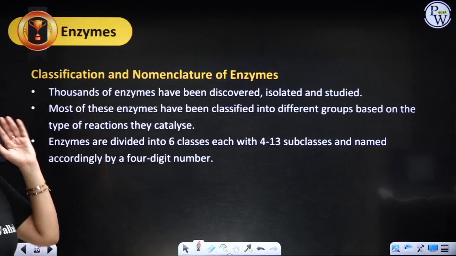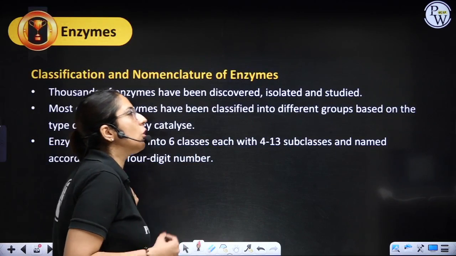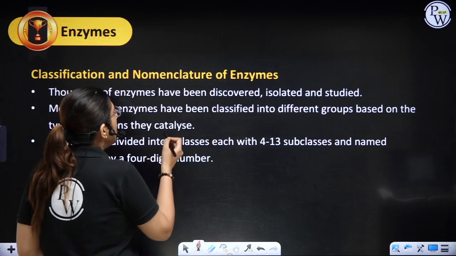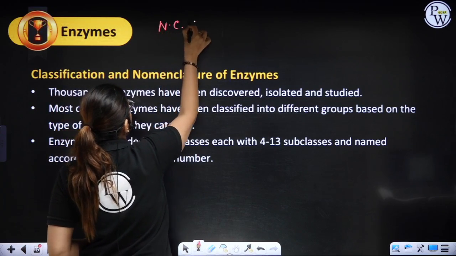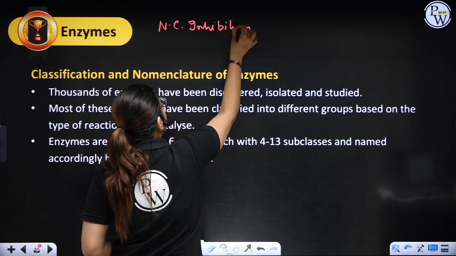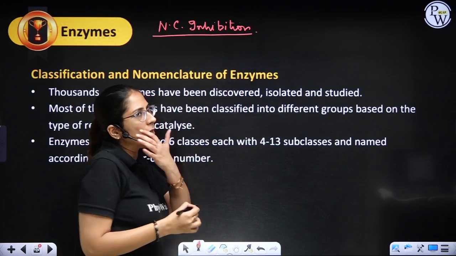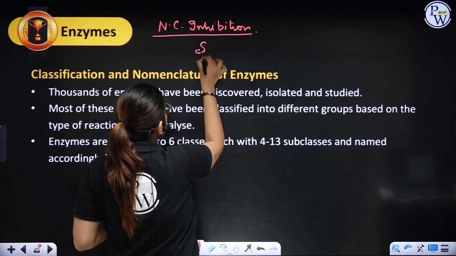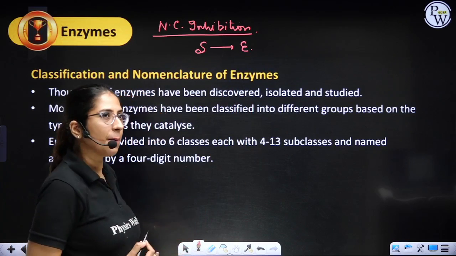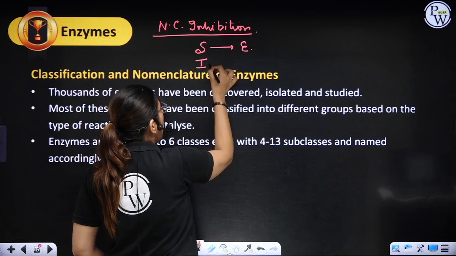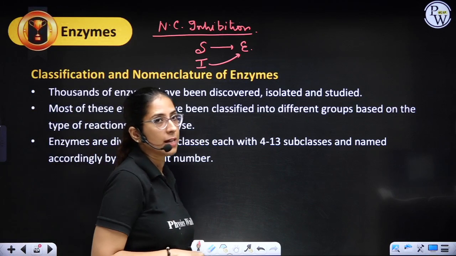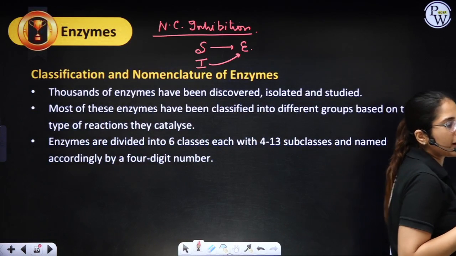Clear? Right? Similarly, we have non-competitive inhibitors also. I'll talk to you about the non-competitive inhibitor also. So non-competitive inhibition. Non-competitive inhibitions are those where the substrate binds to the enzyme, right? Substrate binds to the enzyme. Similarly, the inhibitor also binds to the enzyme, but the inhibitor does not bind to the active site of that enzyme. If it does not bind to the active site of that enzyme, now what will happen?